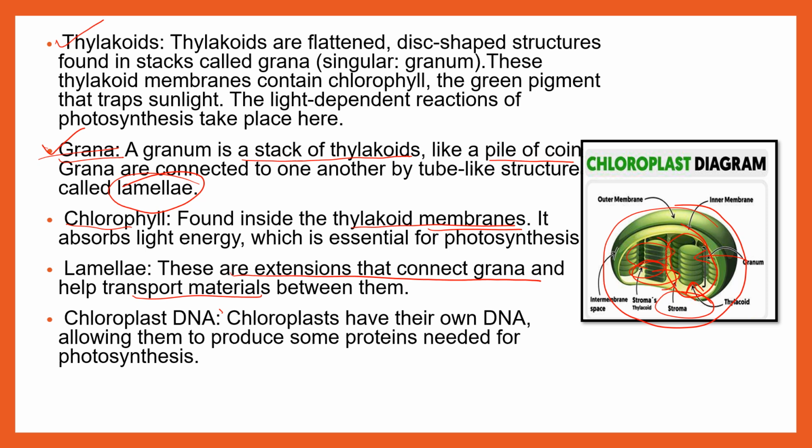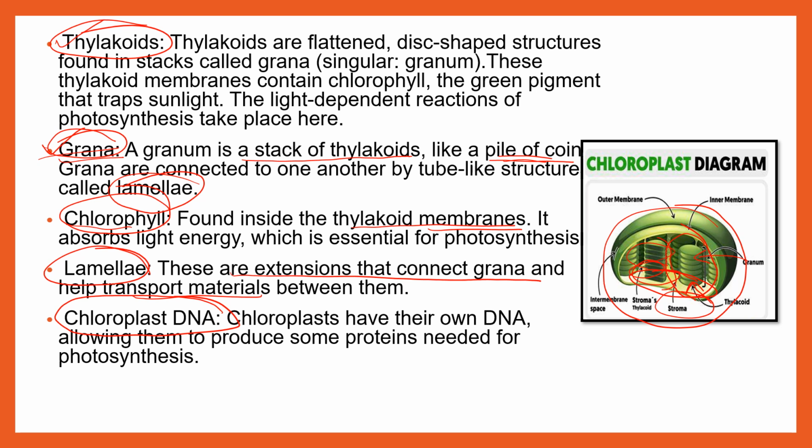Then comes the chloroplast DNA. These are a bit complex things, just go through it once. If you remember, it's fine. If you don't remember, there is no hard and fast rule to remember that. The main things in this chloroplast you should remember are the thylakoids, made up of grana, which contain chlorophyll, and are pile of coin-like structures. There are lamellae, which are the extensions connecting the grana to help the transport of materials between them, and this base is called the stroma, which is filled with fluid, right?